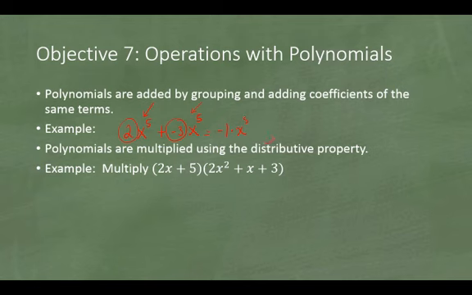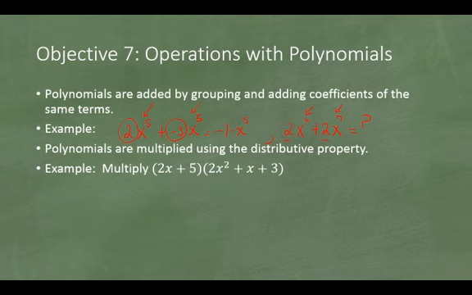However, we can't combine, for example, 2x to the 6th plus 2x to the 7th because the powers are not the same. Even though the coefficients are the same, the powers aren't the same, so we can't combine them. We just leave it as it is.